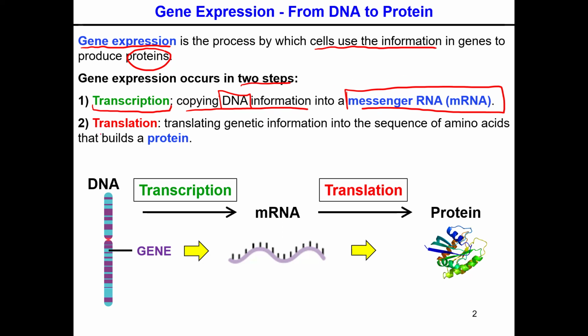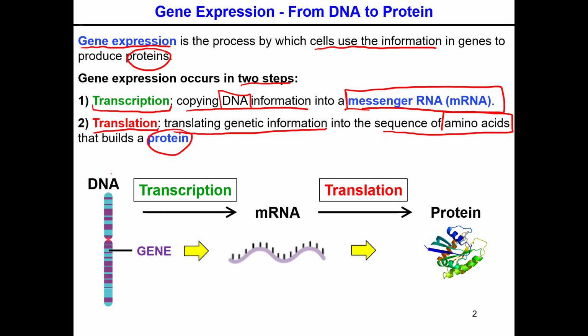Once that leaves the nucleus, we initiate our second step, which is translation. All translation is, is taking that mRNA message and translating that genetic information into a sequence of amino acids. Remember, our amino acids were our monomers, our smallest forms, for proteins. We take a bunch of amino acids and chain them together to produce a polypeptide, or in this case, our protein.